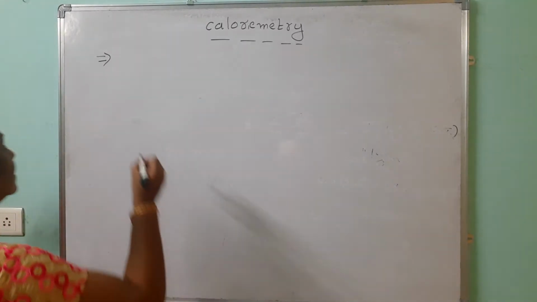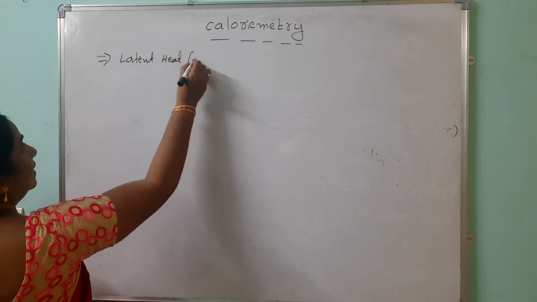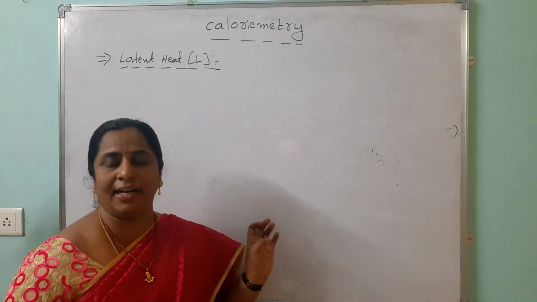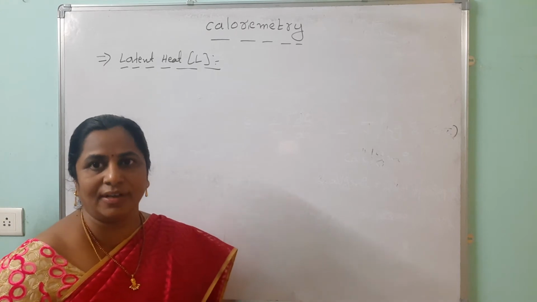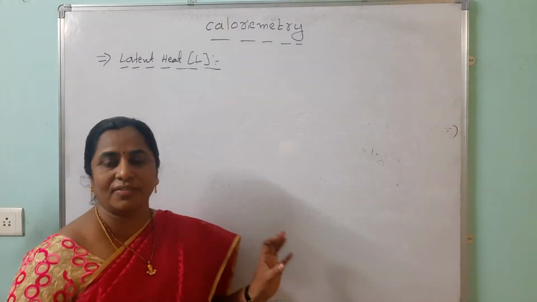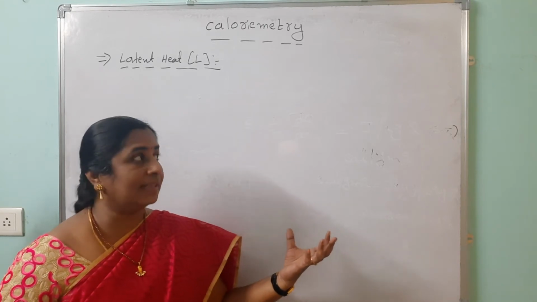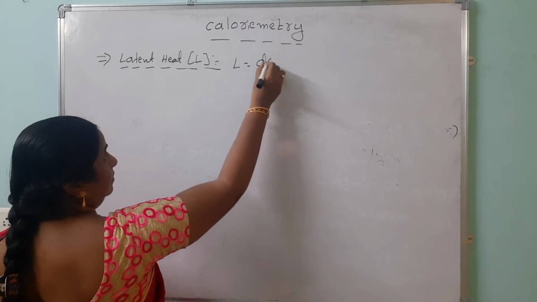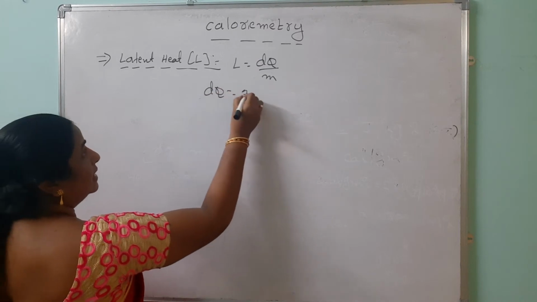So latent heat, what is the formula, what is the definition for this? Latent heat is represented by L. The amount of heat energy required to change the state of the system at constant temperature is called the latent heat. Simply we should write it per unit mass, not for the entire system. The amount of heat energy required to change one unit mass of the system to another state, that is called the latent heat. Simply we can write it L equals dQ by M. Here also we are getting the change in heat energy is M into L.